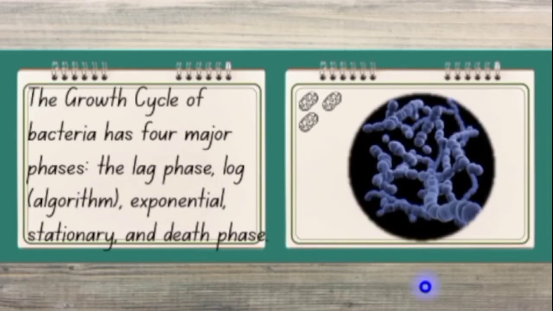Now, the growth cycle of bacteria has 4 major phases: the lag phase, the log phase, and of course this log phase is also known as the exponential phase. The third one is what we call the stationary phase or the steady state, and the last phase is of course the death phase. Okay, so let us dig deeper into these 4 growth phases of bacteria.